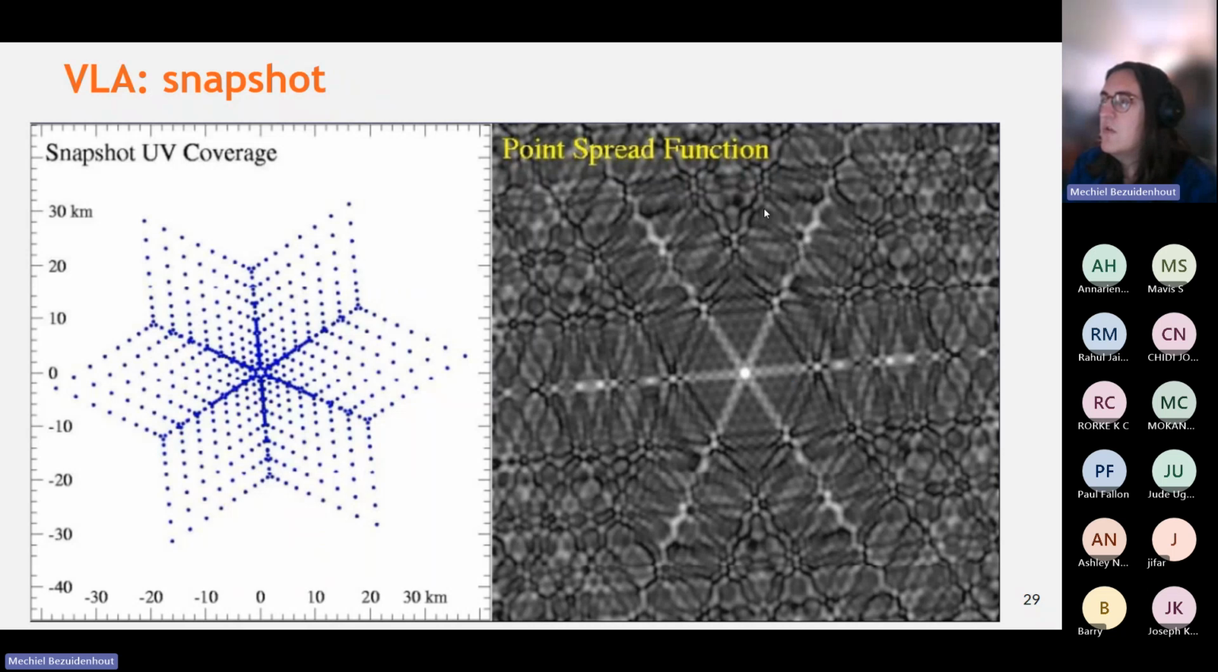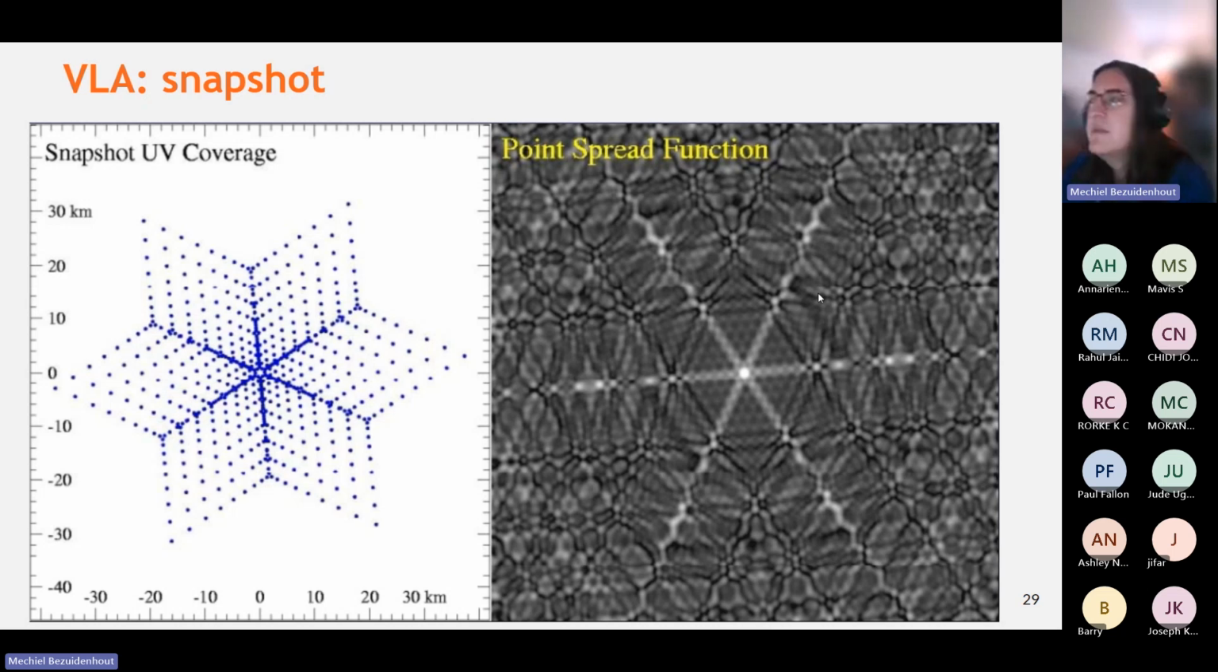And those correspond to places in the UV coverage which are missing samples. Because so much of the UV space is empty, we don't have any information about the visibilities on this UV plane. There's a lot of information that's missing in this picture of the point spread function.